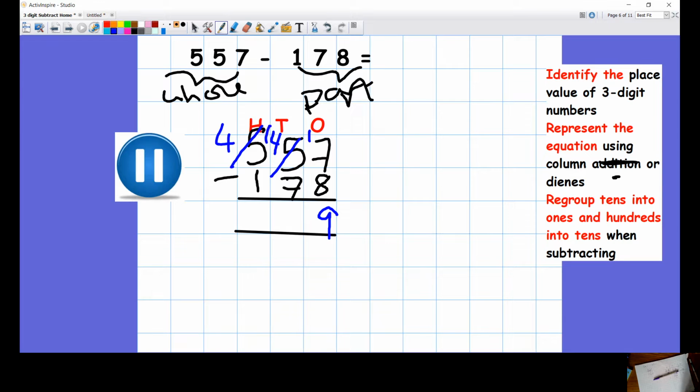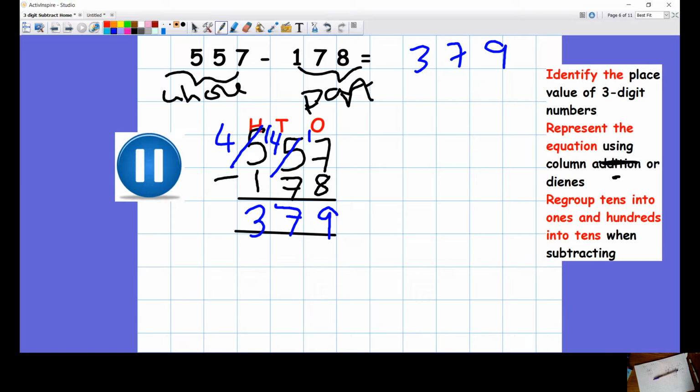See now why it links together? 14 take away 7 is equal to 7. Don't have to touch my hundreds column. How lovely. 4 take away 1 is equal to 3. And if you added 379 and 178, you'd get your whole. And you can always check that as a way of looking at that.